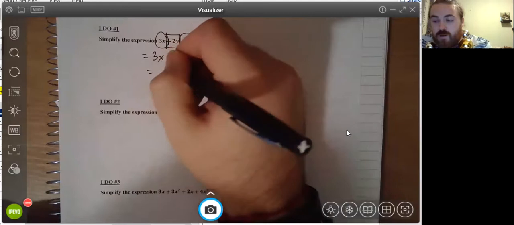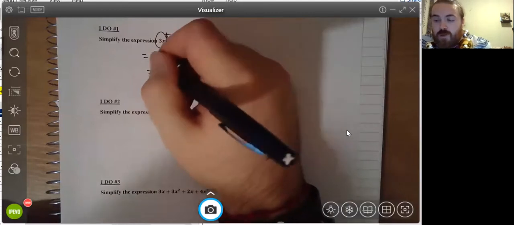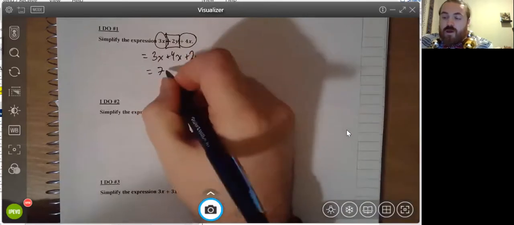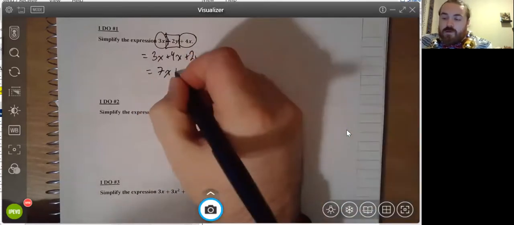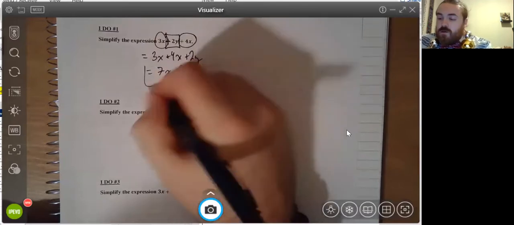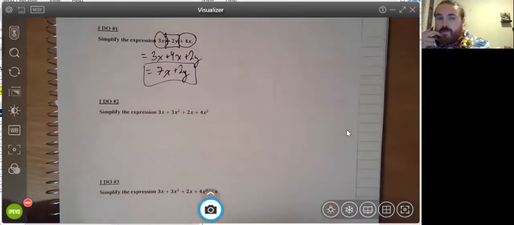Remember, don't make it x squared. Some people make it 7x squared. That's not correct. You have to make sure it's 7x plus 2y. And again, you cannot combine x and y. So we're actually done here. That's it. 7x plus 2y.